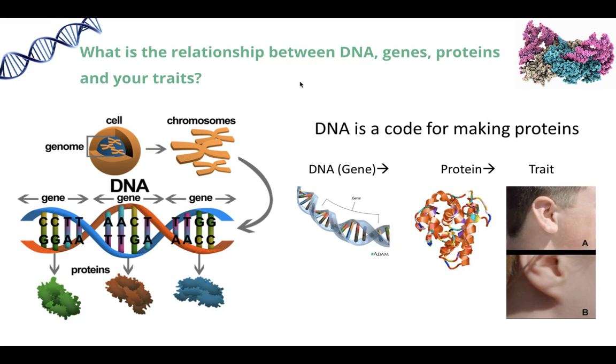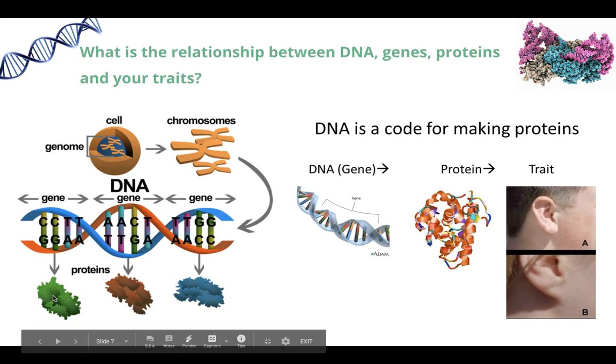So what is the relationship between DNA, genes, proteins, and your traits? Well, your entire genome is all of the DNA inside each one of your cells. So your cells contain a whole copy of your entire genome, the instructions to make you. Genes are segments of DNA that code for a specific protein.